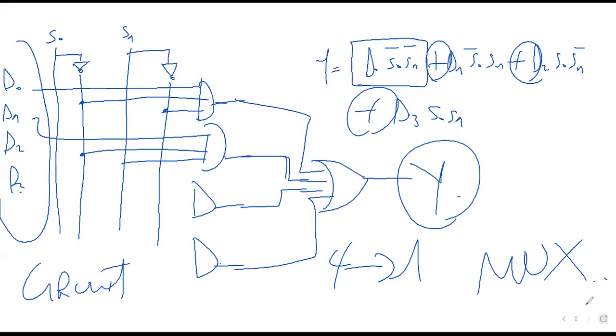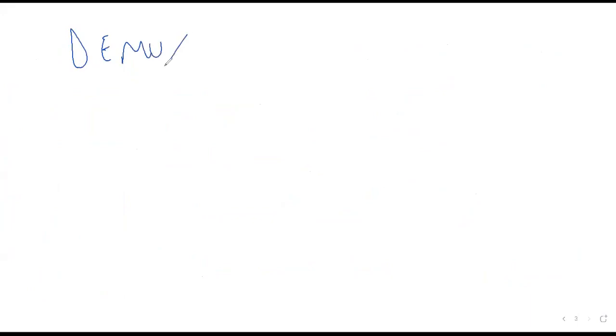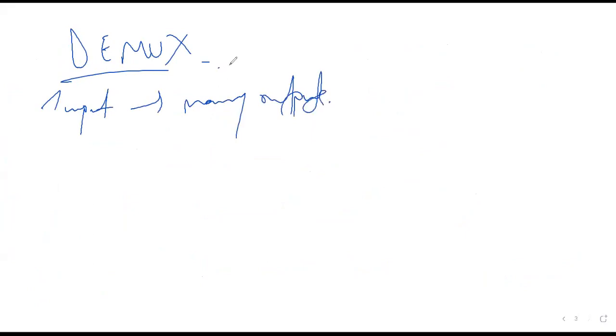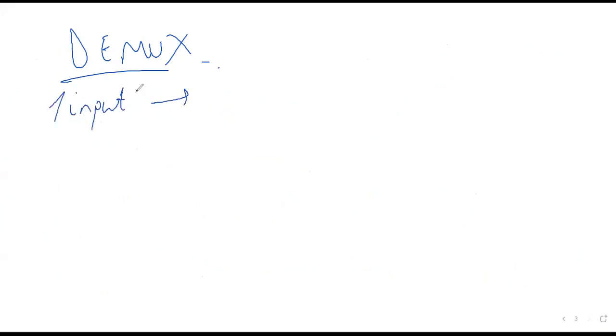We also have a demux. We also talked of a demultiplexer. And with the demultiplexer, we have one input, many outputs. Hey, this is not okay. One input, many outputs. One input, or let me say n. Nope, not n. It's one input, many outputs.